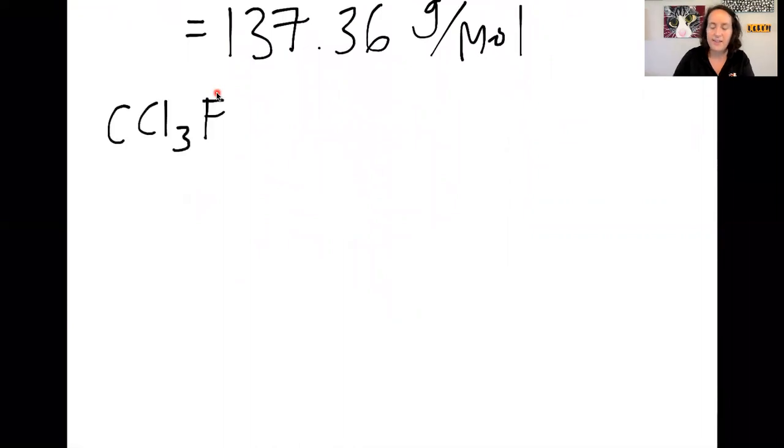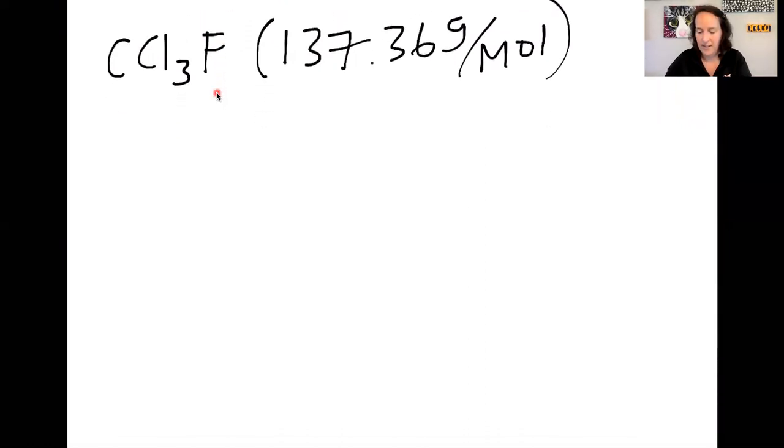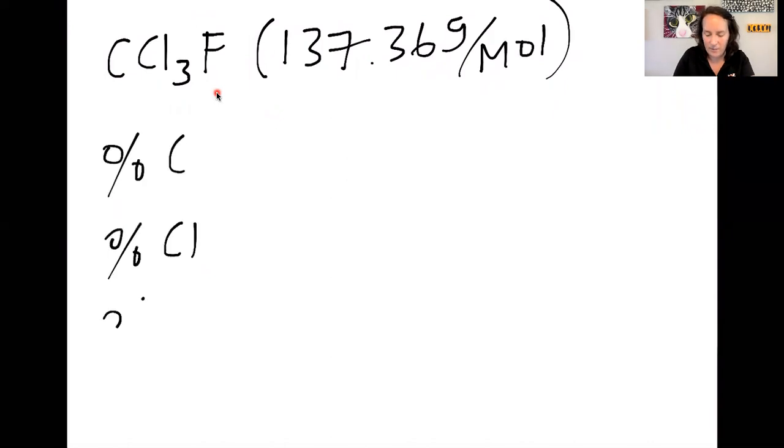CCl3F, our Freon 11, I'm going to keep with it, and we just calculated that that is 137.36 grams per mole. That's the molecular weight of that, right? All right, excellent. So let's calculate mass percents. So out of that total mass, what percent is carbon, what percent is chlorine, and what percent is fluorine?